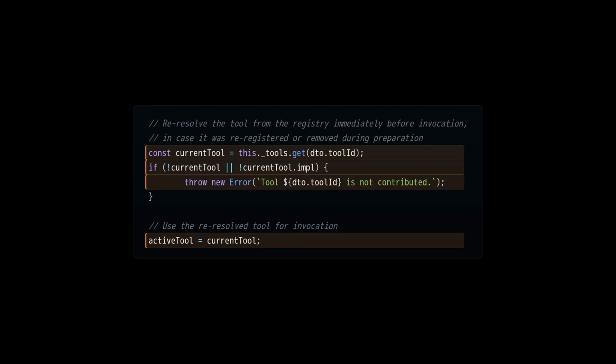Immediately before we invoke the tool, after the async preparation phase has completed, we refetch the tool from the registry. We check that it still exists and has an implementation registered. If the tool was removed, we throw a clear error. If it was re-registered with a new implementation, we update active tool to point to the current entry. This closes the race window.